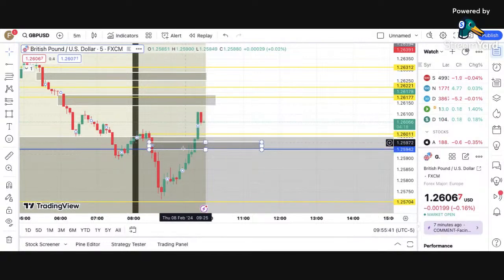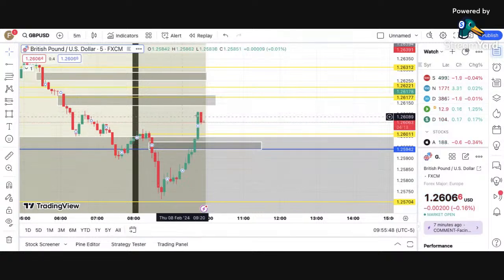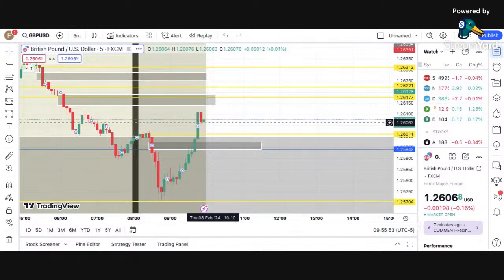Even right here, right? So we went through this fair value gap. We went through, we're getting close to this one, right? But look how much pressure is right here. So selling pressure. So look at the market. It's showing the selling pressure. So now we have to wait and see what'll happen, right?